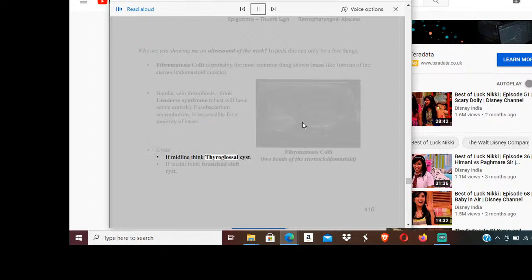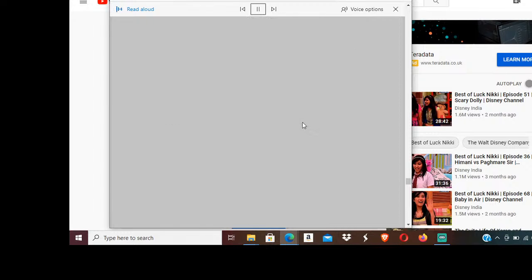Cysts, if midline, think thyroglossal cyst. If lateral, think branchial cleft cyst. Fibromatosis coli, 2 heads of the sternocleidomastoid. 416. NG tube tricks.